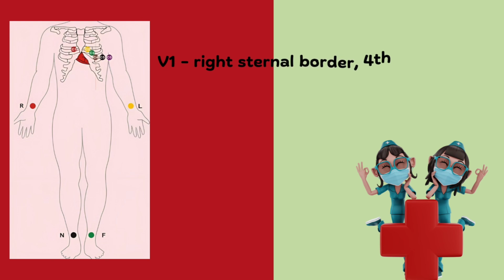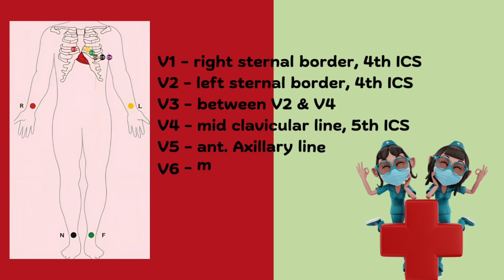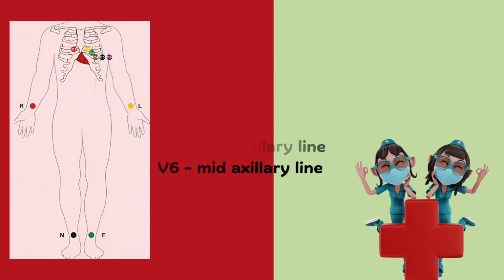Placement of ECG leads. Lead V1 is placed on the right sternal border, 4th intercostal space. V2 on the left sternal border, 4th intercostal space. V3 between V2 and V4. V4 on the midclavicular line, 5th intercostal space. V5 on the anterior axillary line. And finally, V6 on the mid-axillary line.